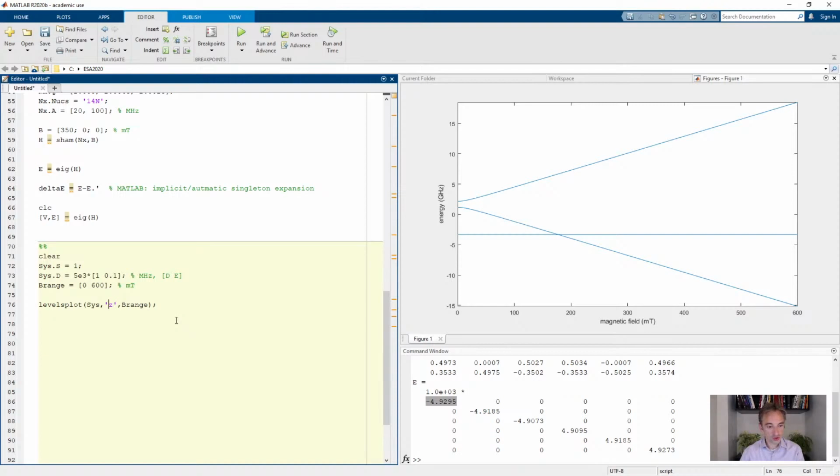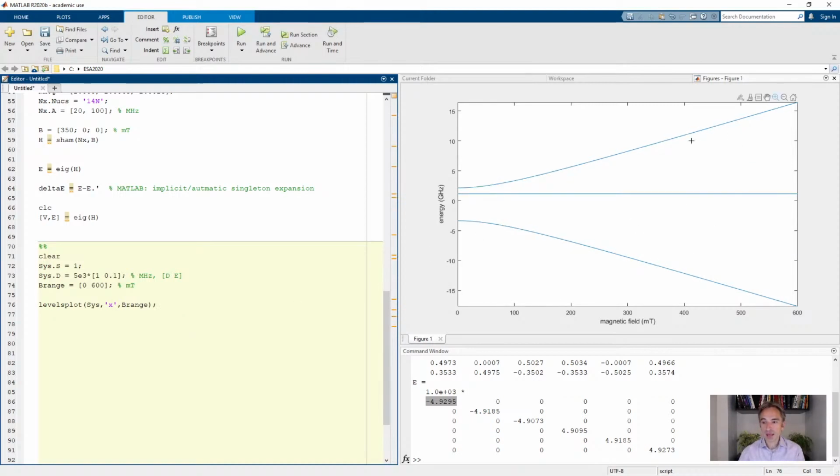Now you can change the angles by just changing the direction of the magnetic field. This letter code is a very simple way to abbreviate specific directions, and that's also new in EasySpin 6. So if you want to put the field along the x direction, just type x. And now you can see that the diagram changed, the level crossing is gone, but the quadratic dependence of the energy levels at low field is still present.